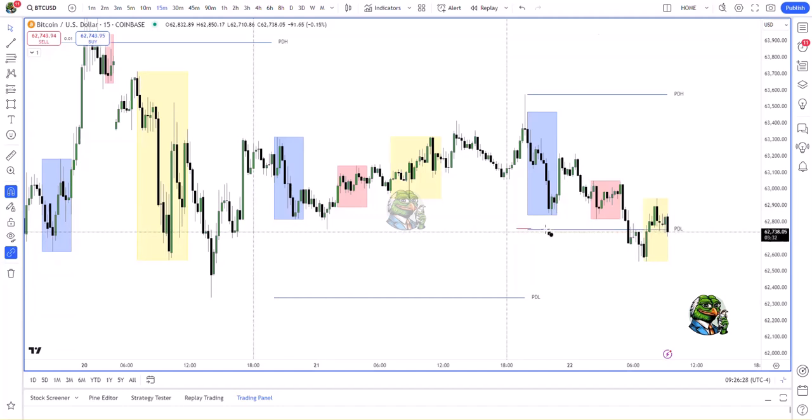Previous daily low has been taken, right? These two down candles are the bullish order block that has taken liquidity. And we also have a bullish breaker, right? So we have bullish order block, bullish breaker, as well as a fair value gap. And we've taken previous daily lows, okay?